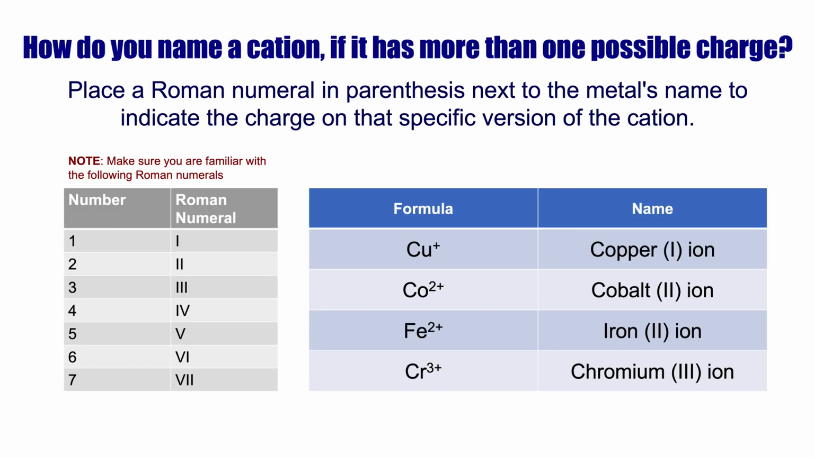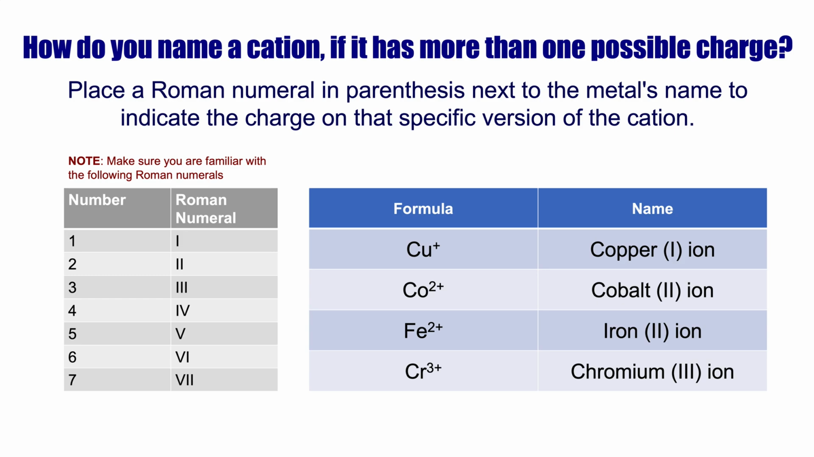In the last section, we talked about how to name a single monoatomic cation: you write the metal's name and then you write ion after it. Now you have these transition metals that can form more than one type of charge. When you're naming a metal ion that has more than one possible charge, you need to specify which specific version you're looking at. For example, we have Cu positive 1. Copper can form more than one type of charge, and that specific version is taking on that positive 1 overall net charge.